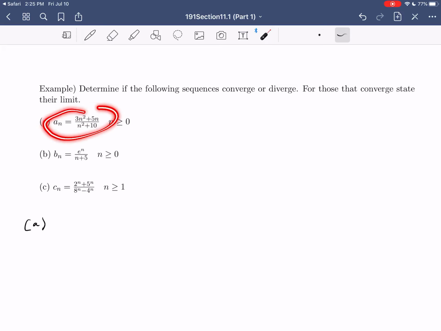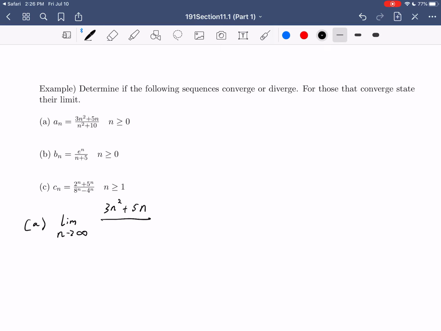Since you have this sequence, if you want to know if the sequence converges or diverges, you're being asked to perform the limit as n goes to infinity of (3n squared plus 5n) over (n squared plus 10). Now, you might say the numerator here, as n goes to infinity, is going to go to infinity, and down here, it's also going to infinity. So I might want to use L'Hopital.